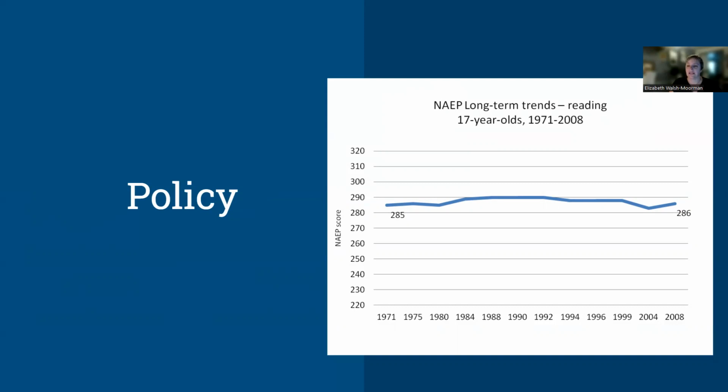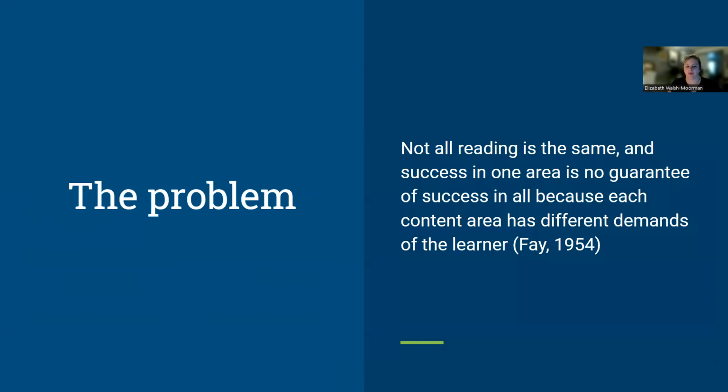And so we really need to think about what's happening with secondary students. Why are they struggling with language? And so one of the things that we're starting to understand is this idea that we've known that not all reading is the same, but we're really sort of understanding the magnitude and depth to which this statement that was written in 1954, the relevance that it really has.